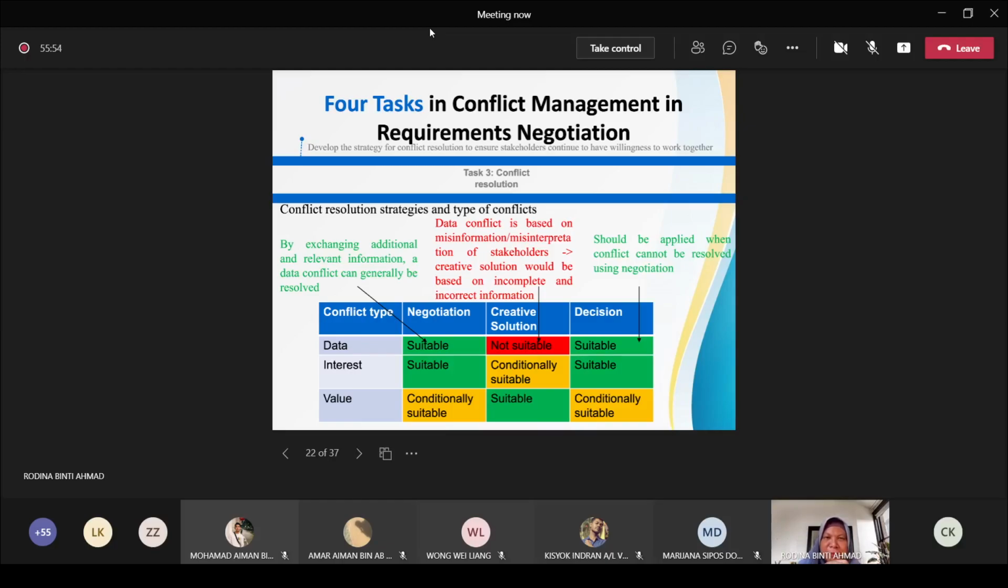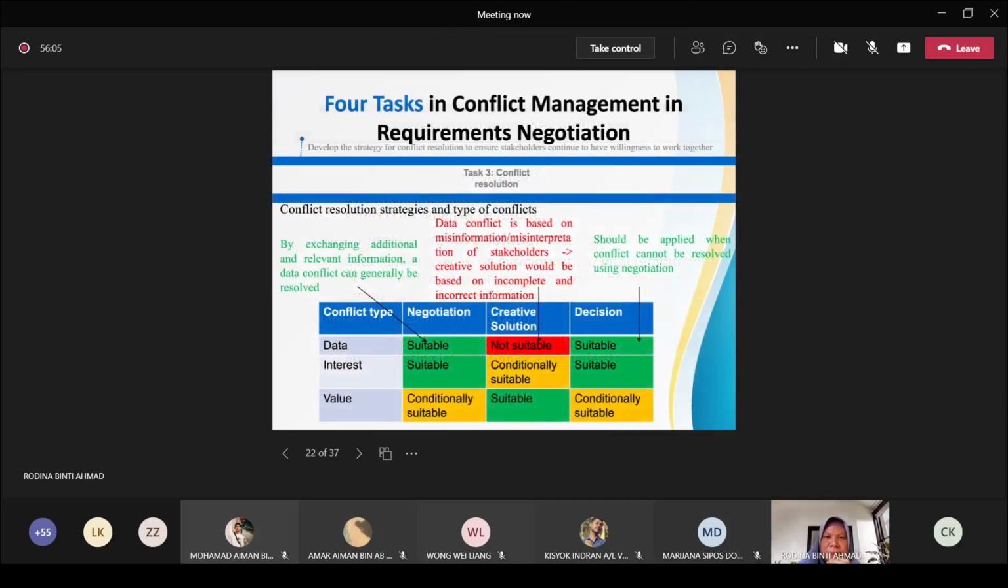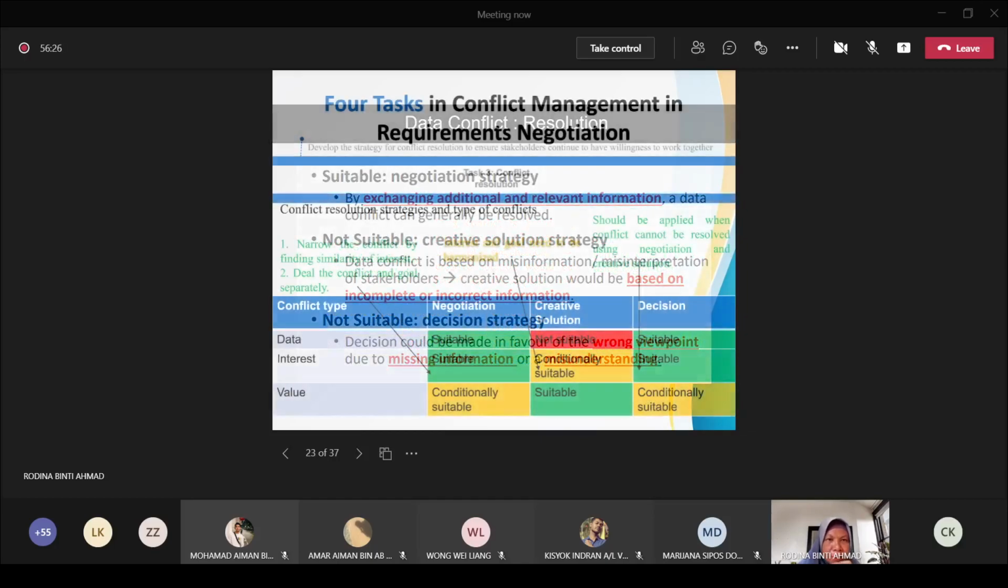I think there is a conflict here as well, because this table says it's suitable, but the write-up says it's not suitable. So that's why I said this is conditional. Conditional, I would say here, you better type here, conditional suitable. It depends on the condition. Most of the time it may not be so suitable unless you face the end of the road. So maybe you can use the decision strategy. Okay. All right, another one.